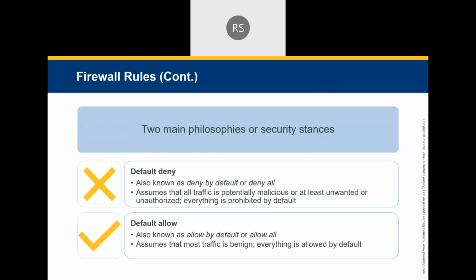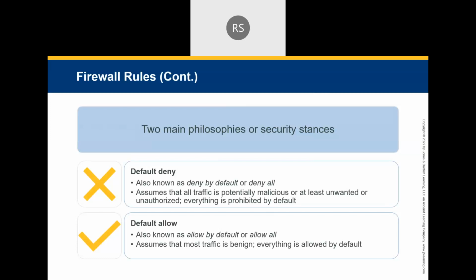Now, some key characteristics of the default deny is, once again, the presumption of malicious intent. So it's saying that all incoming and outgoing traffic can be a security threat. It does have selected permissions. So only explicitly allowed traffic, which is defined by specific rules, is permitted to travel the network.